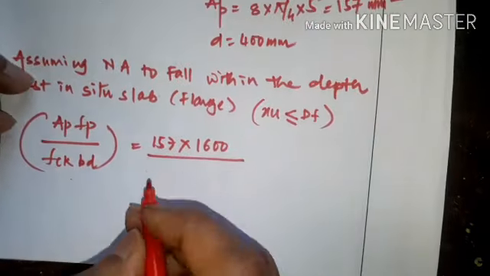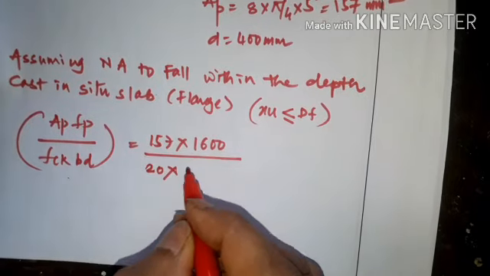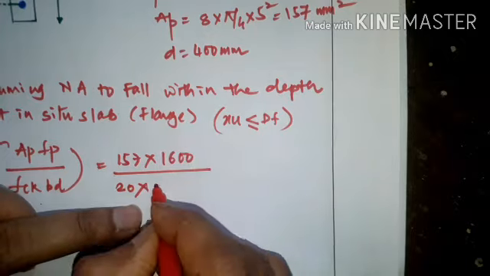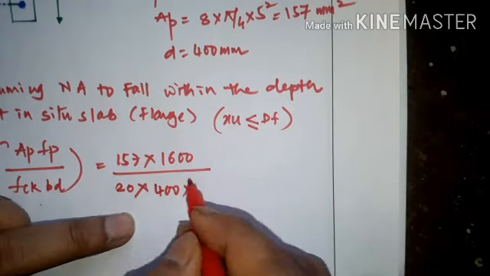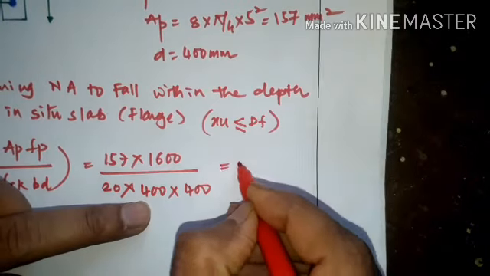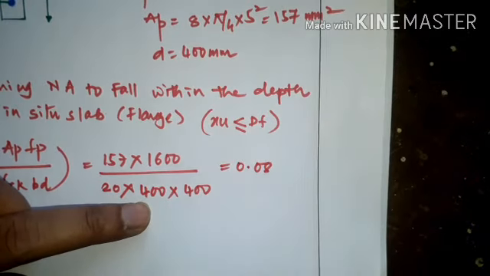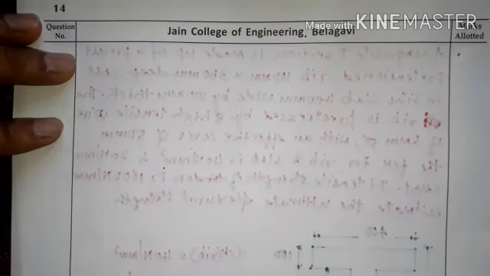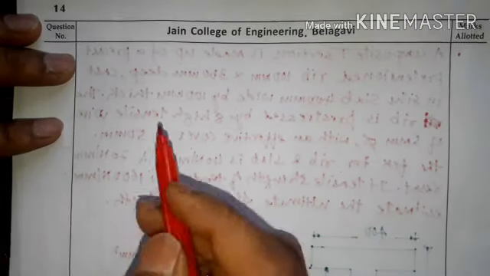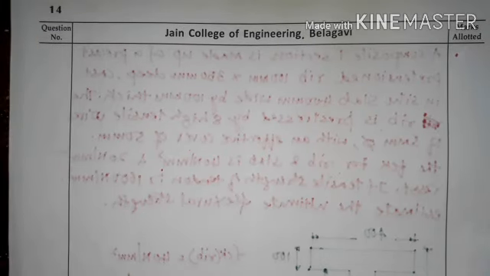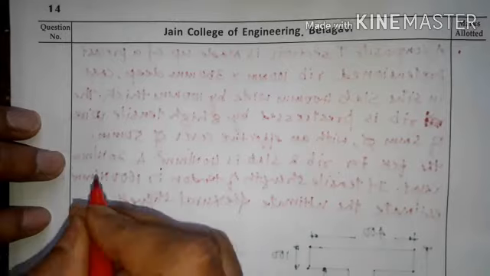Okay, so FCK is 20 and B is 400 and the small d is 400. So we'll get this ratio as 0.08. Okay, 0.08, understood. So now after that, the reinforcement ratio, you have to refer again to a code, that is IS 1343/1980, table number 11.